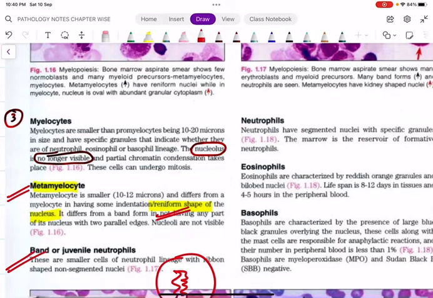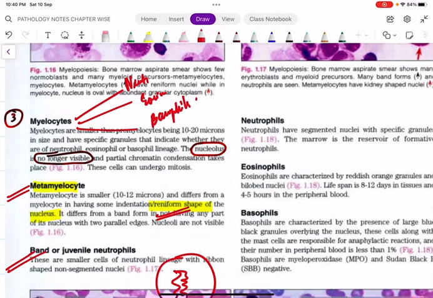It is actually the myelocyte which decides, along with many other factors, whether it should become a neutrophil, an eosinophil, or a basophil. So these are the myeloid lineage cells, right?